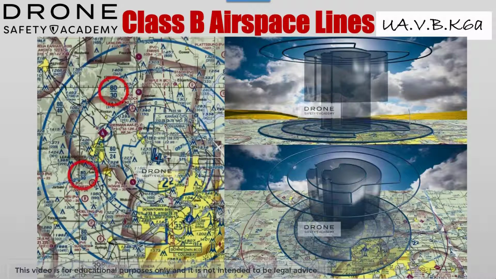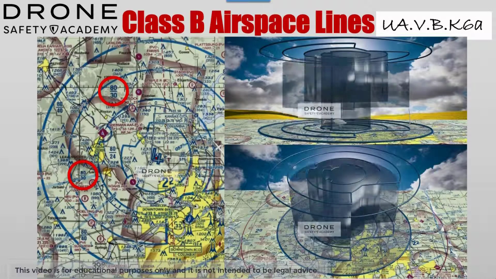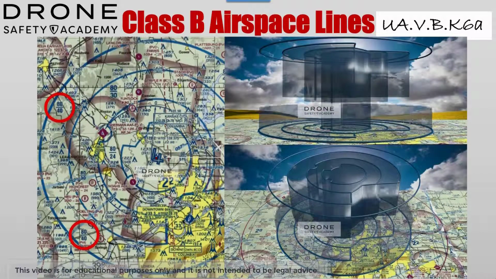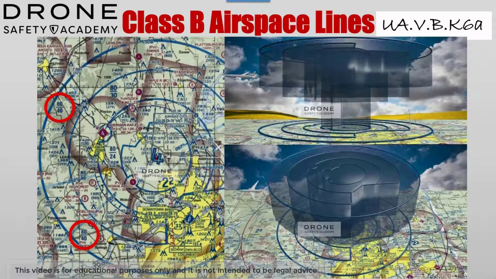The second tier begins at 3,000 feet MSL and extends all the way up to 8,000 feet MSL. And the final tier, 4,000 feet MSL, extending all the way up to 8,000 feet MSL. Pretty easy.